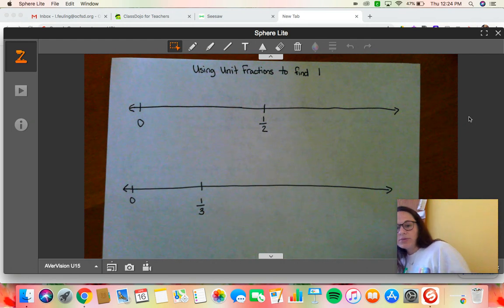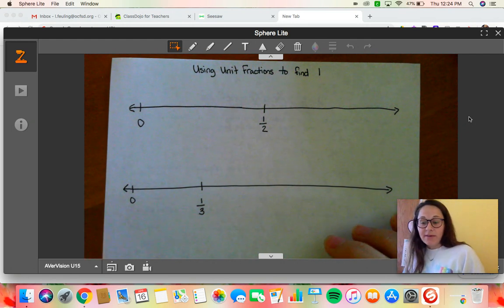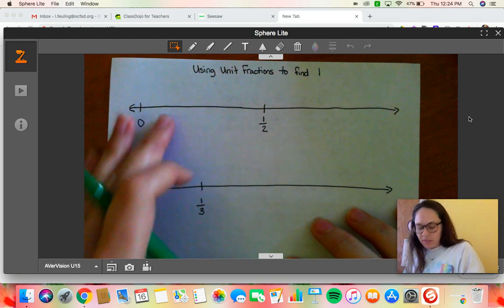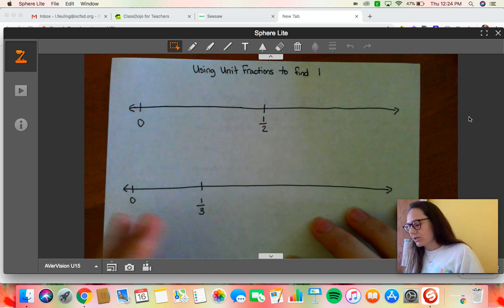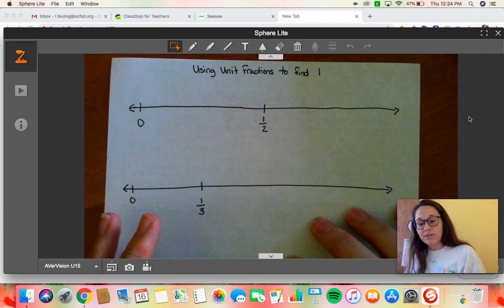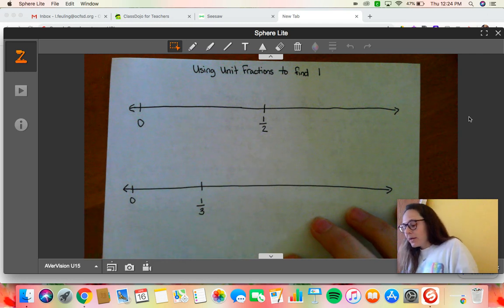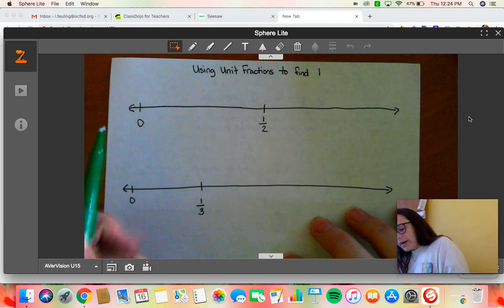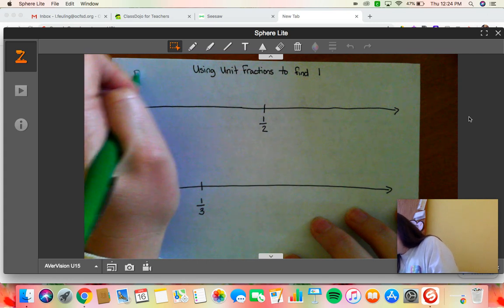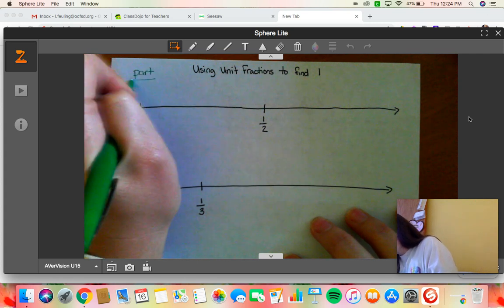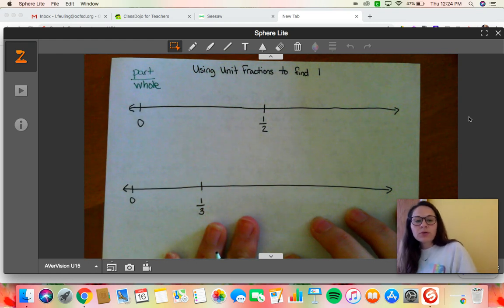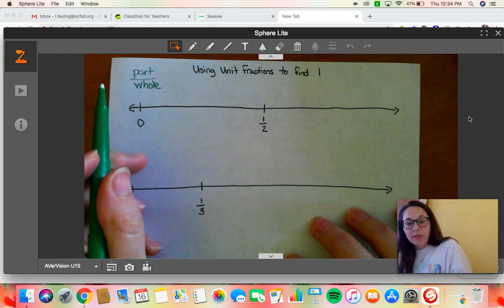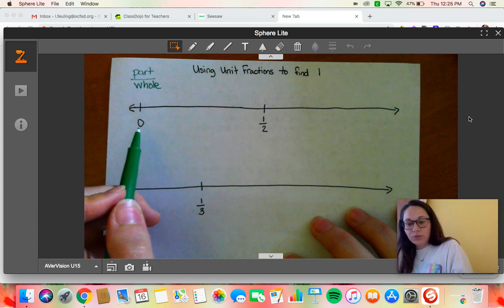So in order to do that, we need to find out what the unit fraction is. Now with these first two, they made it easy on us. They already gave us our unit fraction, but we have to use our knowledge of fractions to use it, okay? So we know fractions are part over whole. Okay, so we know that the top tells us how many parts there are from 0 to that mark.